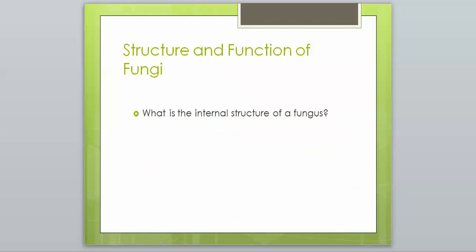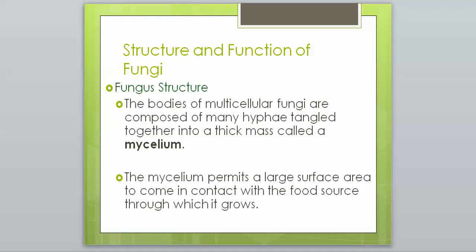That's the external structure. If you went down into the ground and dug around a mushroom, you're going to find those hyphae everywhere. The bodies of multicellular fungi are composed of many hyphae that are tangled together in a thick mass called a mycelium. So now we have a hypha, many hyphae make a mycelium. Again, we'll go over this in class so we can all see it and it makes more sense. The mycelium is what permits a large surface area to come into contact with the food source through which it grows.